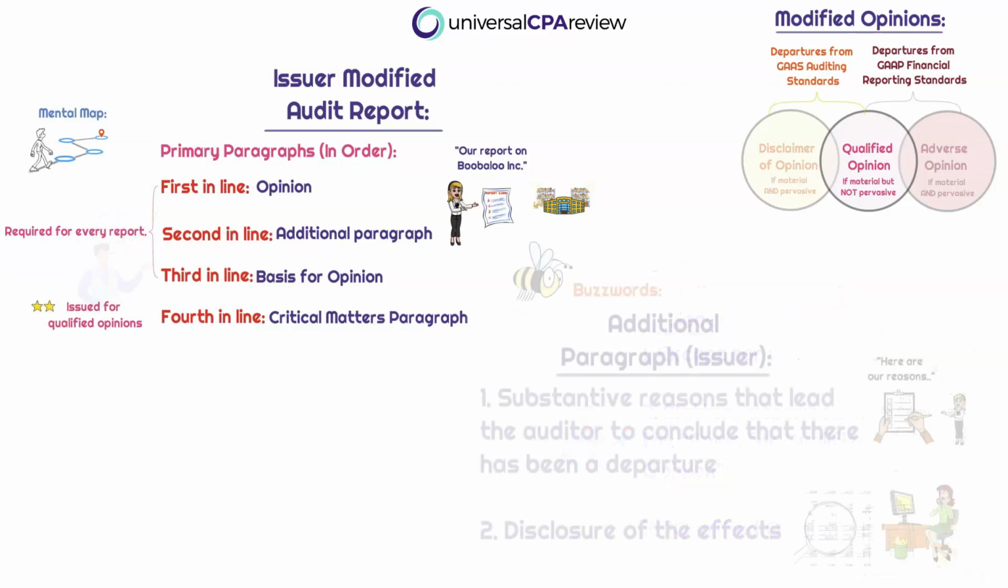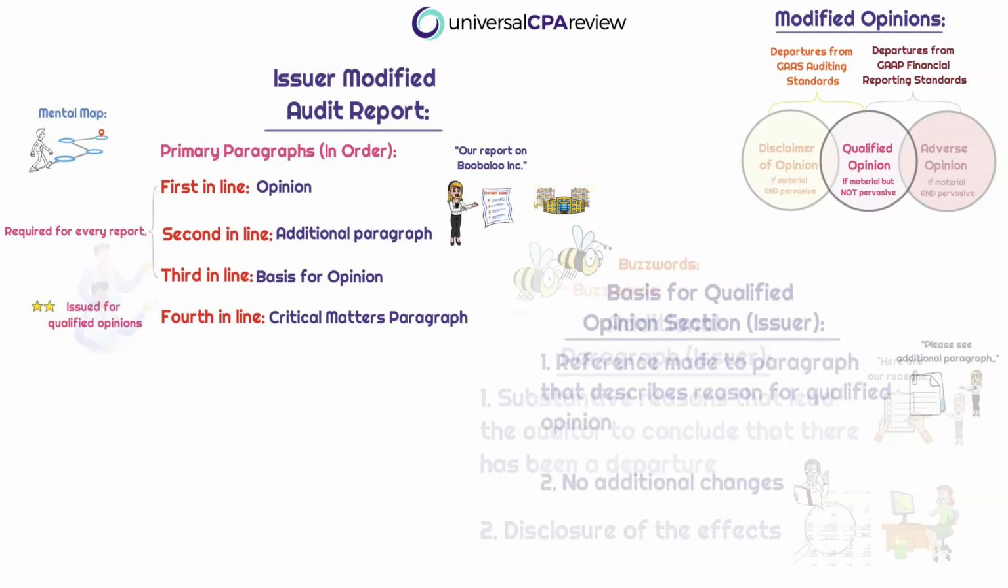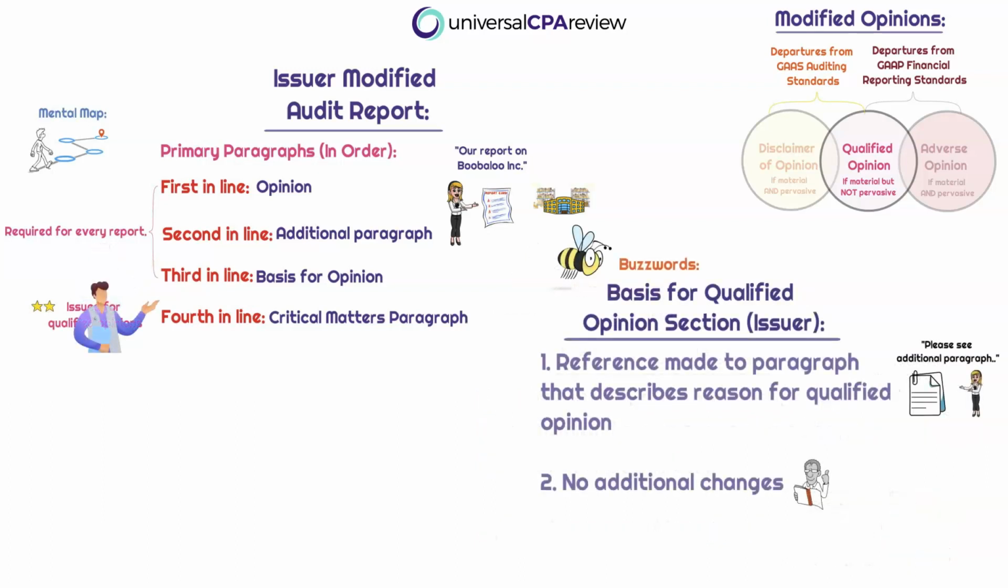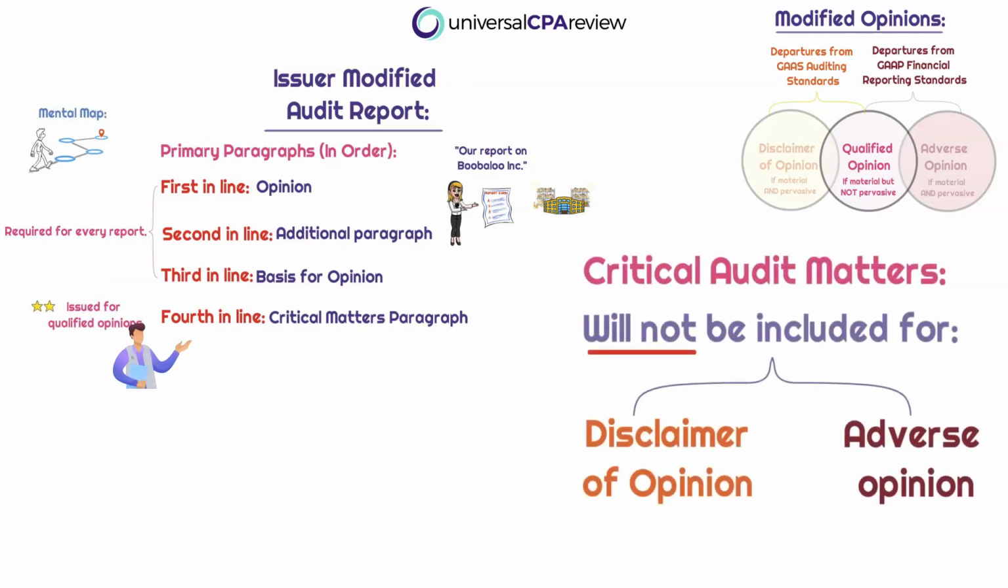After that, we would have this additional paragraph, which will include any substantive reasons that led the auditor to this opinion. So no changes are being made to the issuer report for the basis of opinion section. And keep in mind, the critical matters paragraph is still going to be included after the basis for opinion paragraph if this is a qualified opinion, right? We remember that if this is an adverse opinion or a disclaimer of opinion, then the critical matters paragraph would be excluded. Okay, so that's another sneaky takeaway.